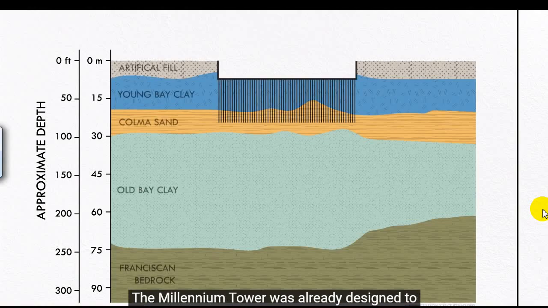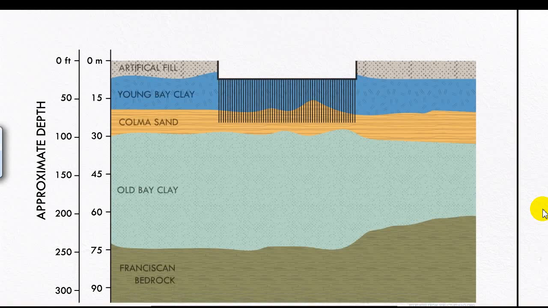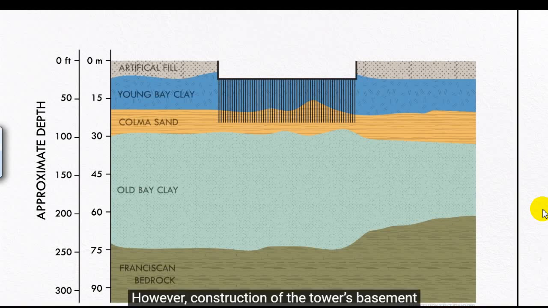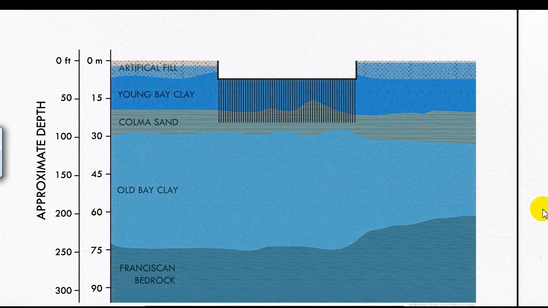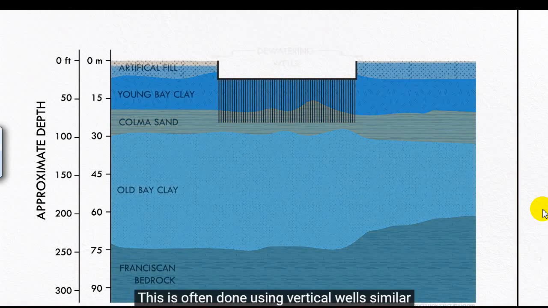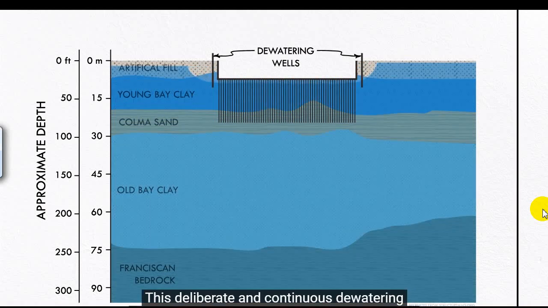The Millennium Tower was already designed to put more stress on the underlying Old Bay clay than any other building in the area. However, construction of the tower's basement also required the contractor to pump water out of the subsurface to keep the site dry. This is often done using vertical wells similar to the ones used for drinking water, but usually not as deep. This deliberate and continuous dewatering of foundation soils accelerated the settlement.